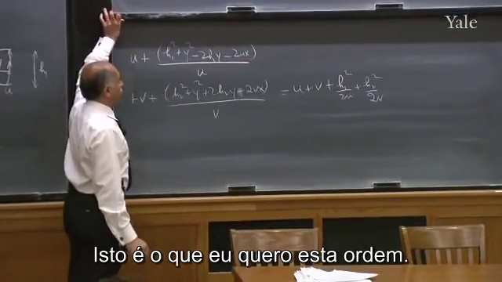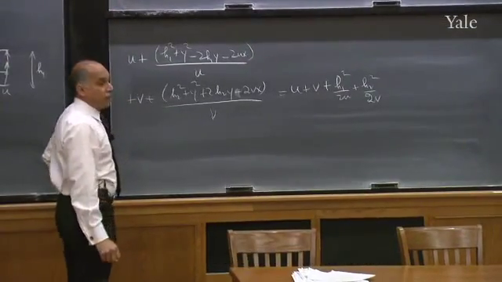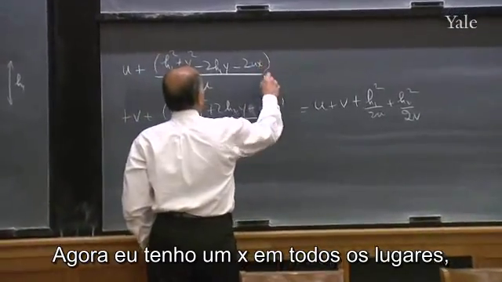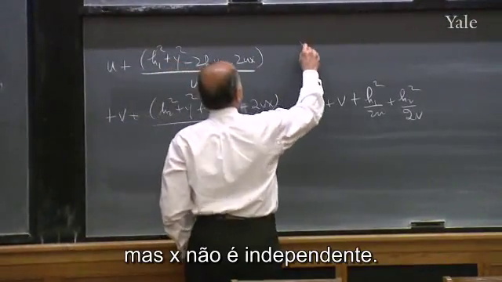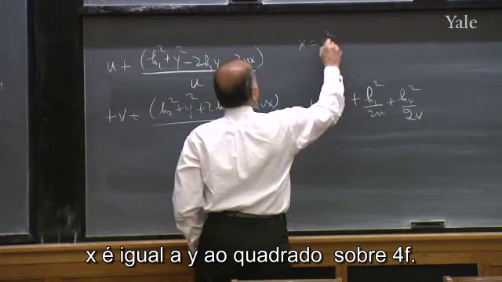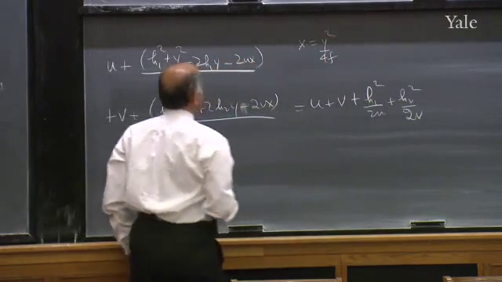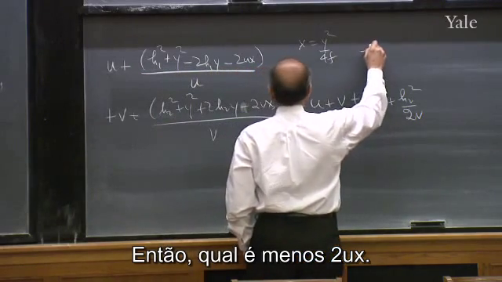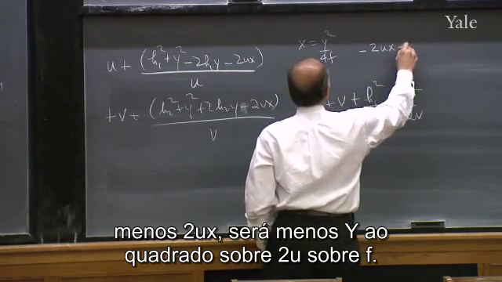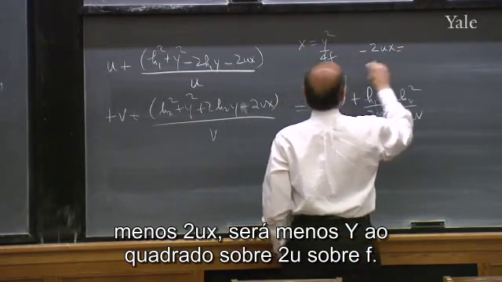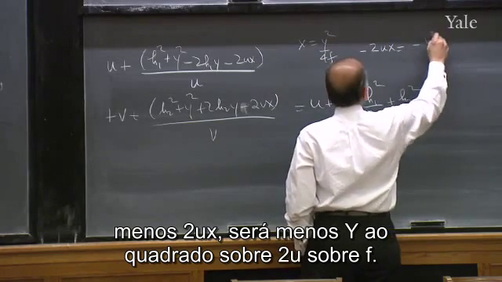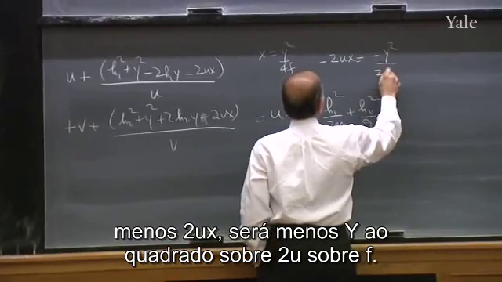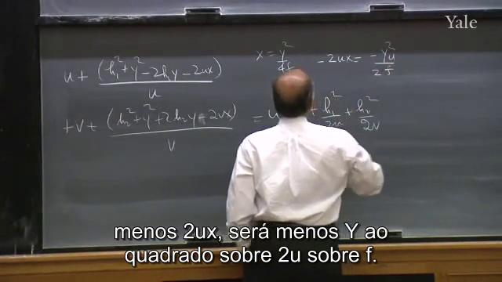This is what I want to this order. Now, I have an x everywhere, but x is not independent. X is equal to y squared over 4f. So what is minus 2ux? Minus 2ux will be minus y squared over 2u over f.